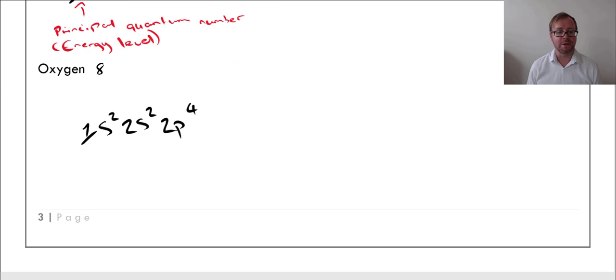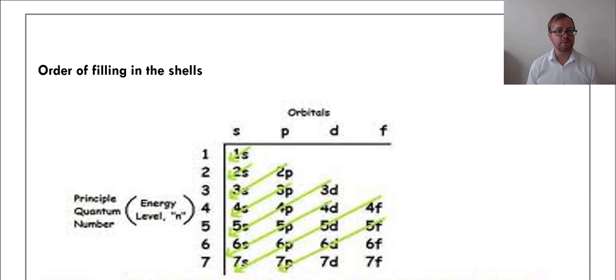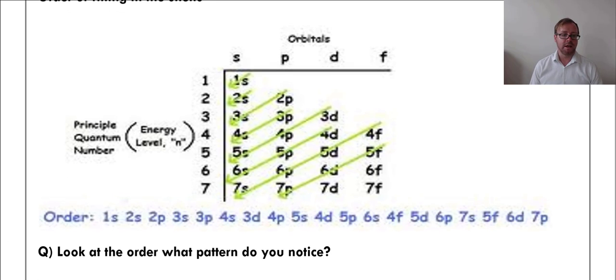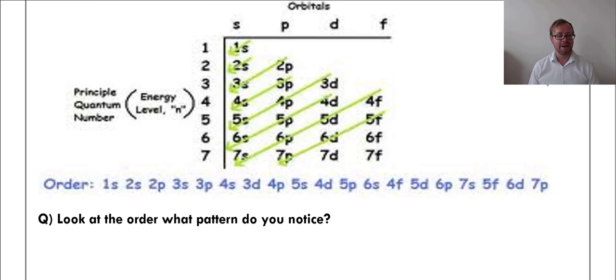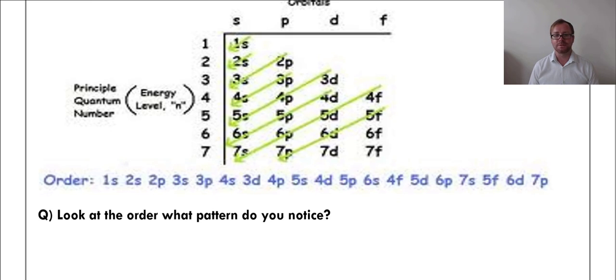Okay, so moving on. Order of filling the shells. Okay, so this is our order. This is how we fill our shells. So 1s, 2s, 2p, 3s, 3p, 4s, 3d, so on and so on. Okay, I'm not going to go through everything. So have a go at answering this question. Look at the pattern. Look at the order. What pattern do you notice?